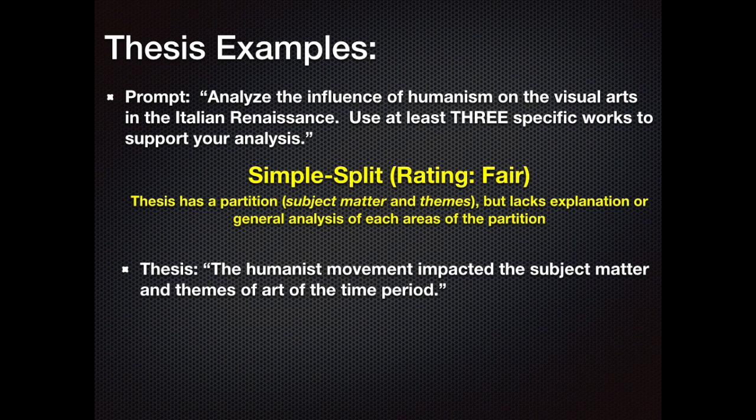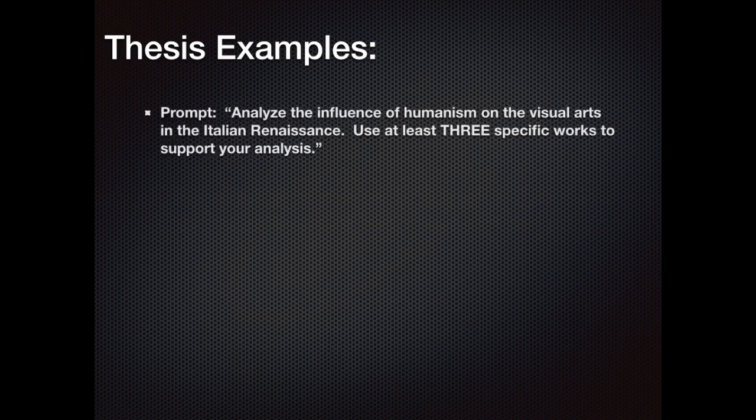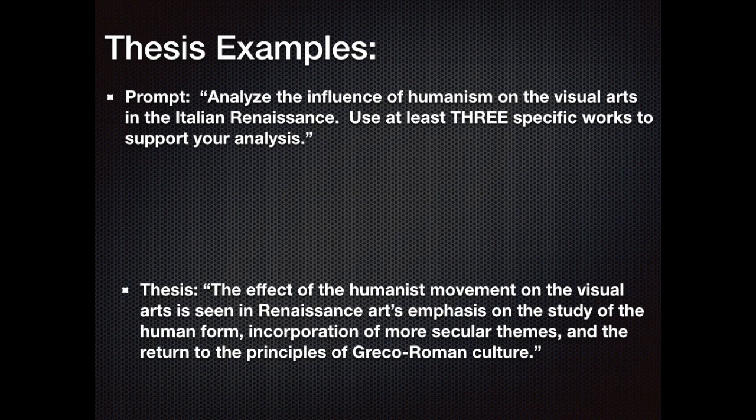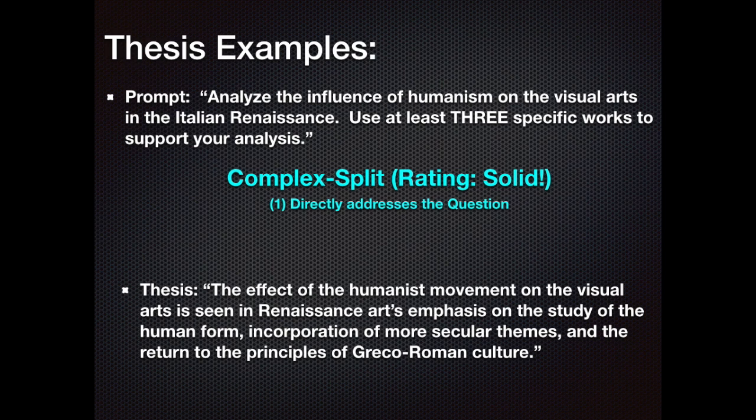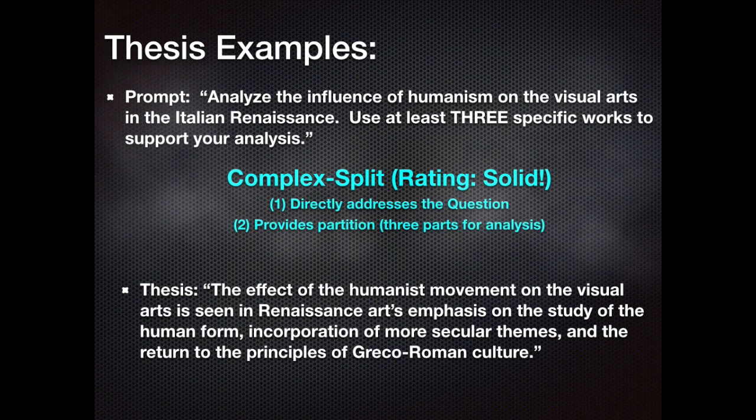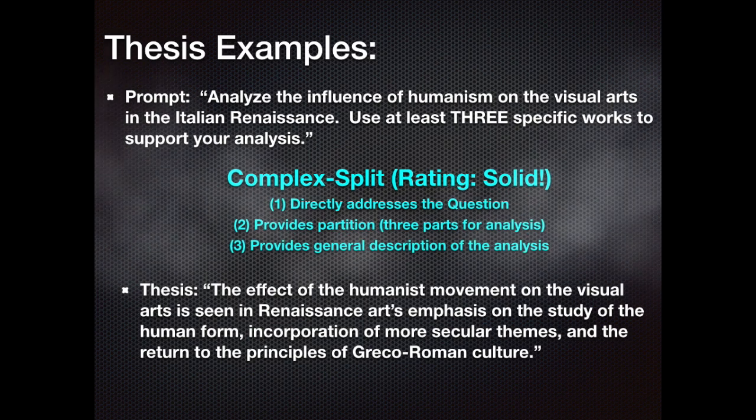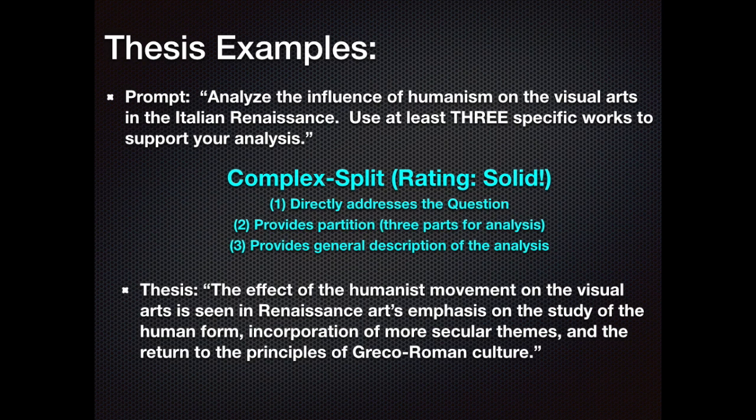Now you might be looking at this and thinking, okay, well, I'm starting to get lost here. Well, if we take a look at this final example, you can see the effect of the humanist movement on the visual arts is seen in Renaissance art's emphasis on the study of the human form, incorporation of more secular themes, and the return to the principles of Greco-Roman culture. This is complex and it's split. It is solid, therefore, because it directly addresses the question. The first part of it somewhat summarizes the prompt, and then the next part of the partition directly addresses things with those 3 different parts that are being used for analysis. And finally, it provides a general description of what the analysis will cover.